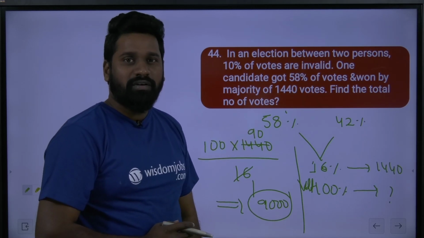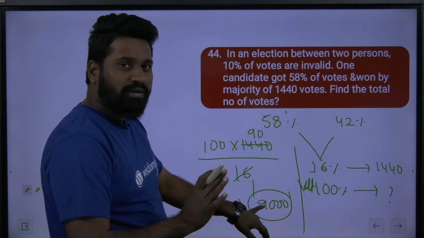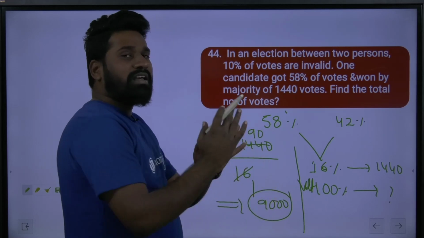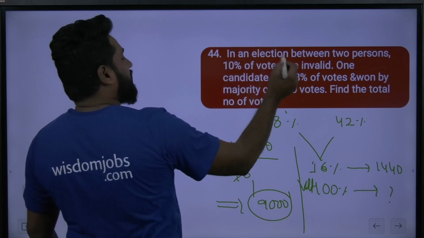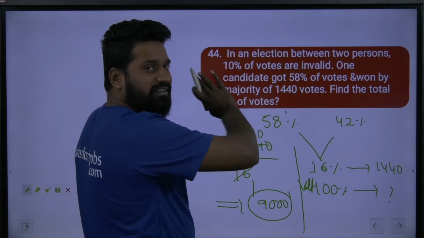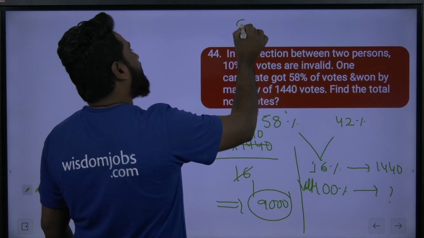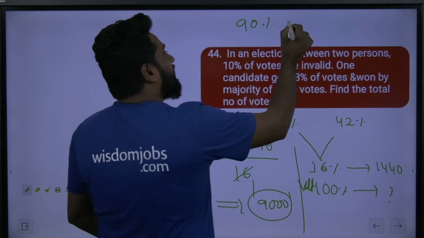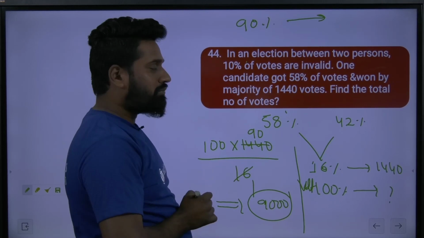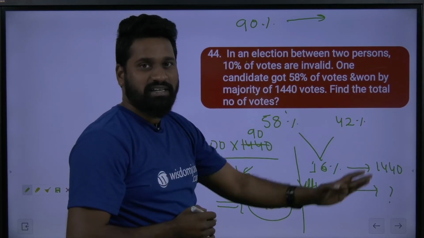Is it clear, all of you? This is not the total number of votes. We have taken only valid votes here, right? So if you take this 10% invalid subtraction, you will get 90%. Is it clear? This 90% indicates valid votes because we are subtracting the 10% of the votes.